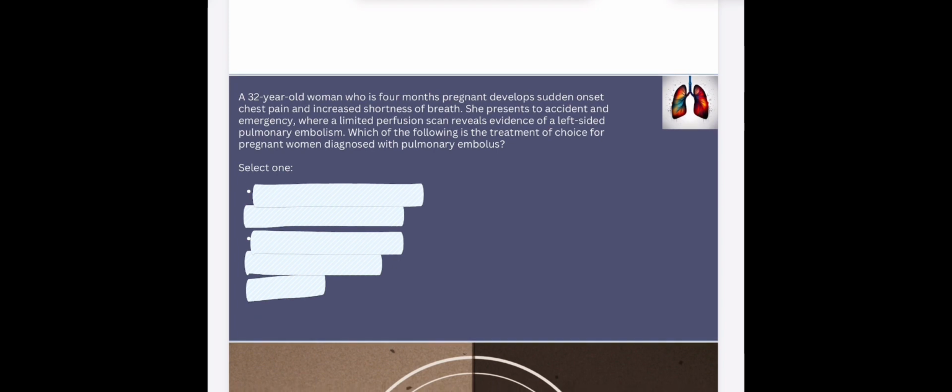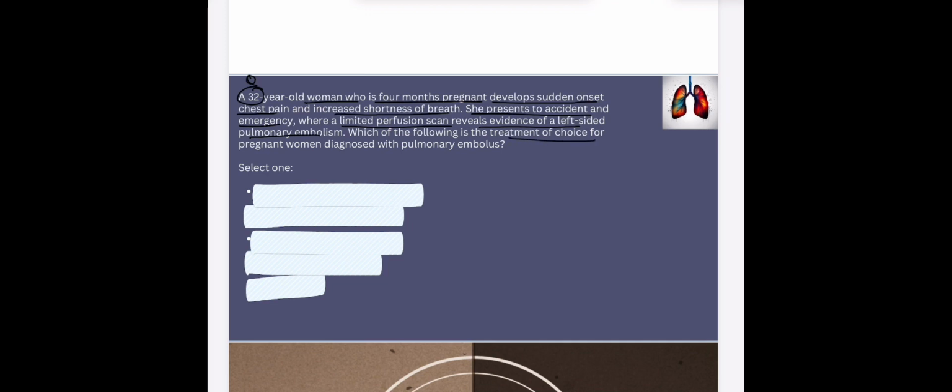Next question. A 32 years old woman who is 4 months pregnant develops sudden onset chest pain and increased shortness of breath. She presents to accident and emergency where a limited perfusion scan reveals evidence of left-sided pulmonary embolism.